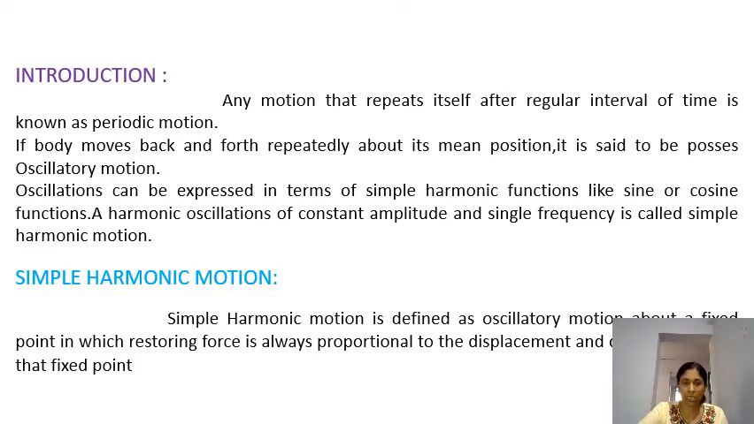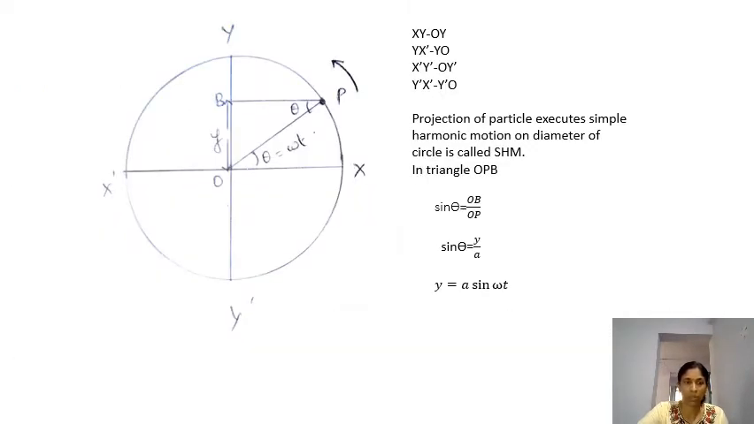Okay, now let us see the definition of simple harmonic motion. The oscillatory motion that repeats itself after a periodic interval of time, and is expressed in terms of a cosine or sine function, is called simple harmonic motion. So that is the basic definition of simple harmonic motion.